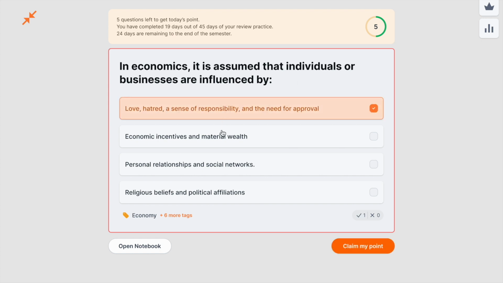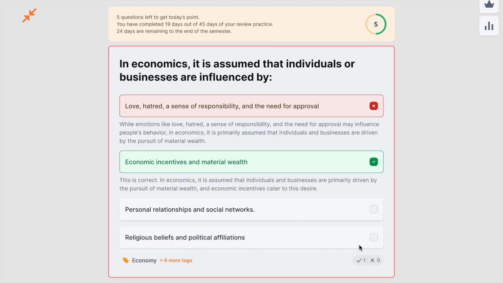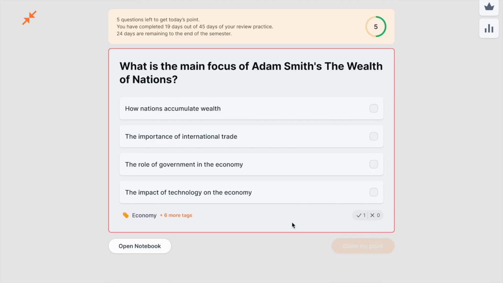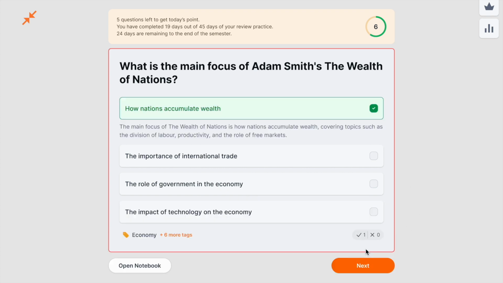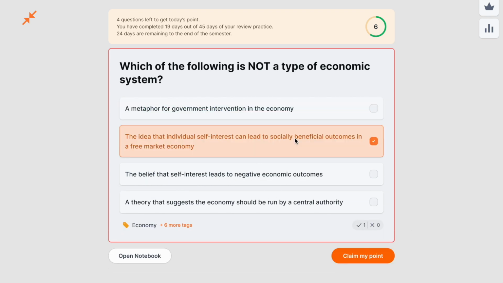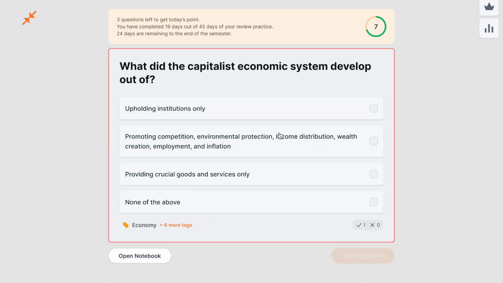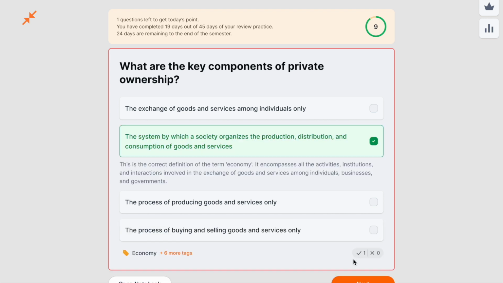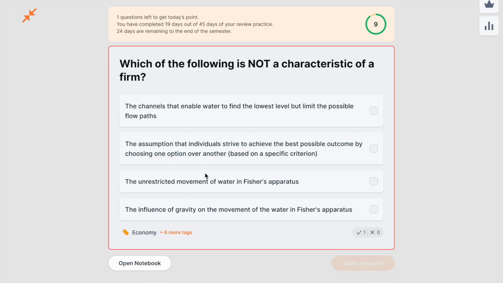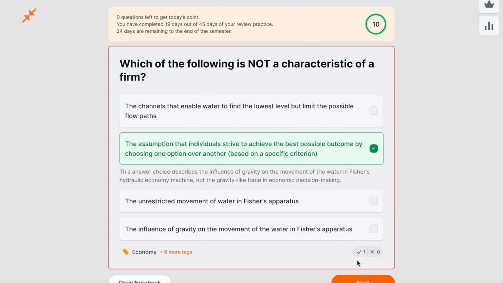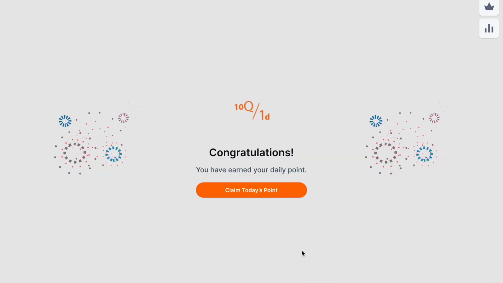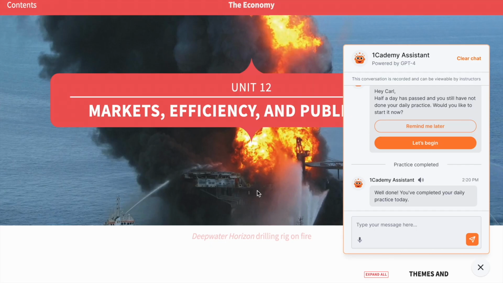If they have selected more than one answer and one is correct and the other is wrong, they do not get a point. Every question that the assistant gives to the user is autonomously generated by ChatGPT-4 based on the content in 1Cademy's knowledge graph. Once they have answered 10 questions correctly, the assistant congratulates them and they earn their point for the daily practice.